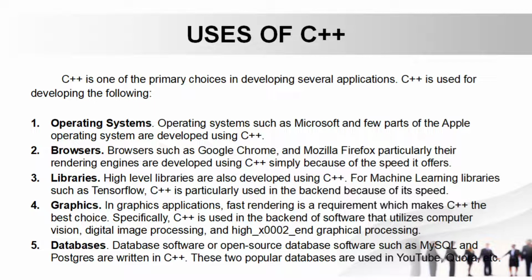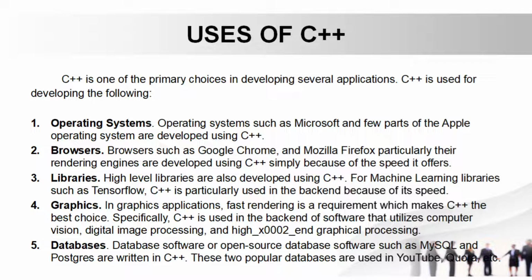Number 3, libraries. High-level libraries are also developed using C++. For machine learning libraries such as TensorFlow, C++ is particularly used in the back-end because of its speed. Number 4, graphics. In graphics applications, fast rendering is a requirement, which makes C++ the best choice. Specifically, C++ is used in the back-end of software that utilizes computer vision, digital image processing, and high-end graphical processing.